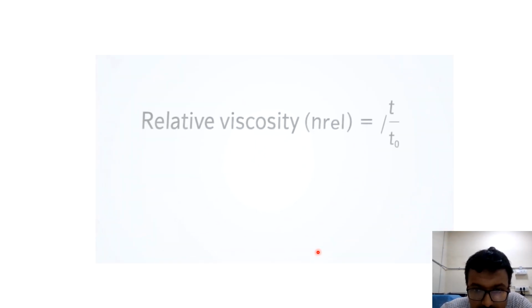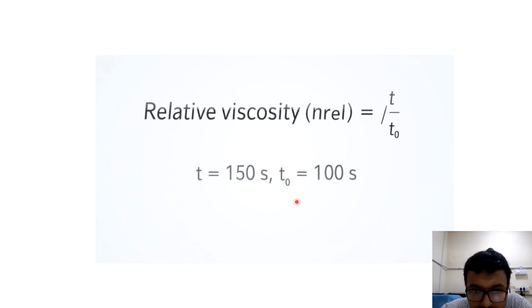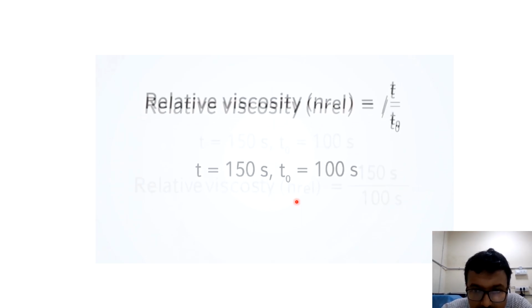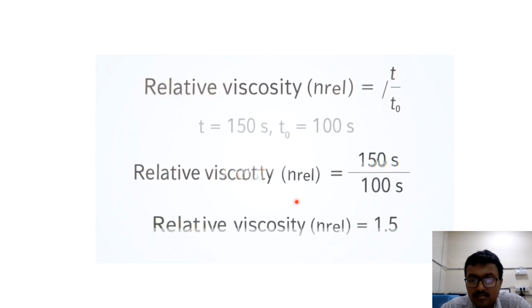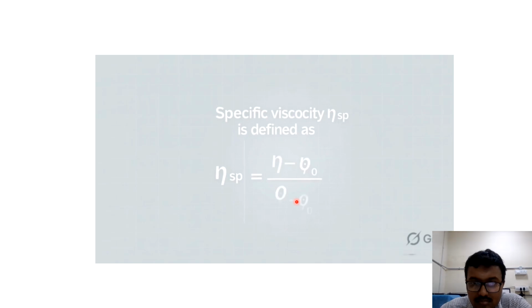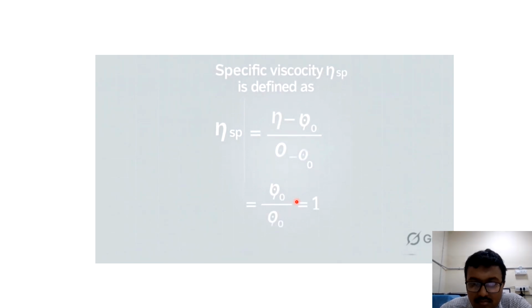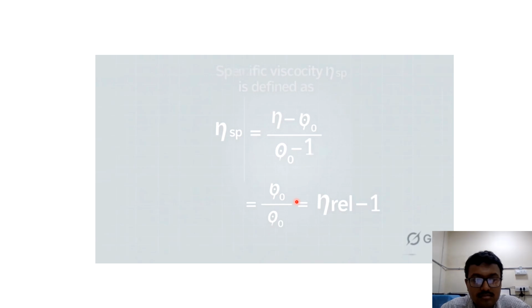To calculate relative viscosity, use this formula. Relative viscosity is the ratio of the solution's time, t, to the reference time, t 0. The relative viscosity is 1.5. Specific viscosity, eta sp, is defined as eta sp equals eta minus eta 0 divided by eta 0. Eta over eta 0 is relative viscosity, eta rel, so eta sp equals eta rel minus 1.